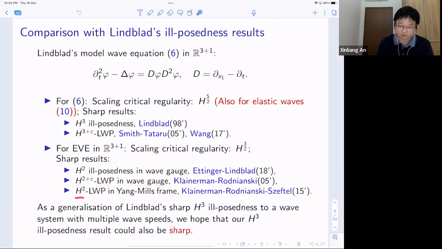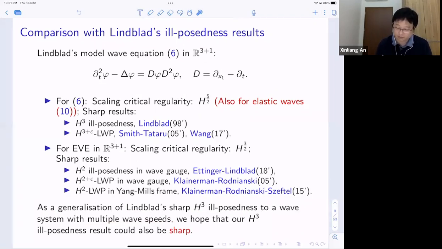And we have the H2 local well-posedness in the Yang-Mills frame by Klainerman, Rodnianski, and Szeftel. So as a generalization of Lindblad's sharp H3 ill-posedness, we generalize it from a single wave equation to the physical wave system. And the system has multiple wave speeds. Moreover, for both the elastic wave and the MHD, it is not strictly hyperbolic. I will explain that later. This is also something interesting and will bring us some additional difficulty.